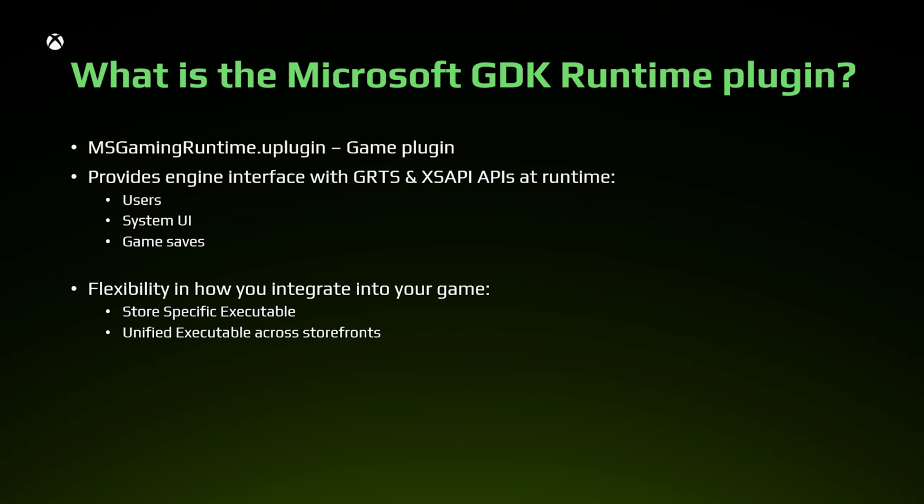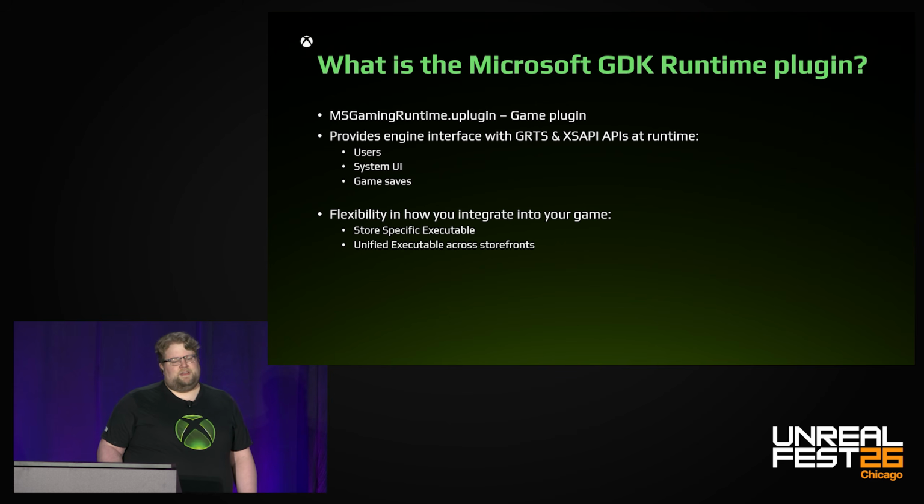The first one is called the Microsoft GDK Runtime, and this is a game plugin that ships with your game. It provides interfaces for the GDK runtime to be able to leverage APIs for features like user behavior, system UI, game saves, and more. This plugin allows flexibility in how you integrate it into your existing PC game, providing capabilities to build a store-specific Win64 executable with its own build target, or build a unified executable that has runtime switches for different storefront behavior.